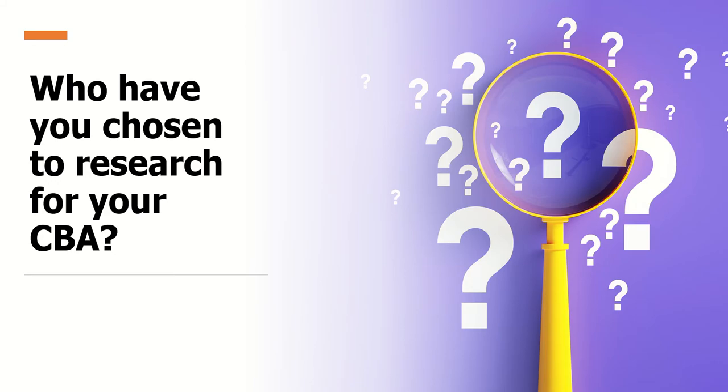At this stage, you will definitely have chosen who you're going to research for your CBA, but I just want you to keep that person in mind when we're going through these examples. When we look at different resources, you might have an idea already of some of these that might relate specifically to the person that you are going to be researching. So just keep them in the back of your head, okay?